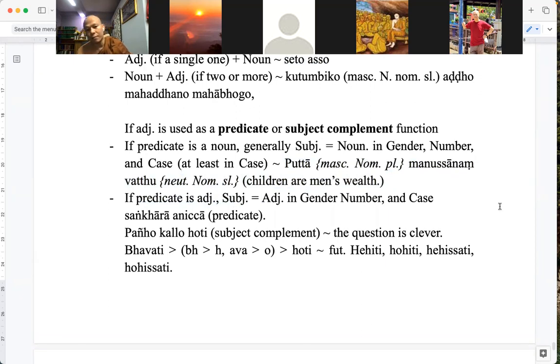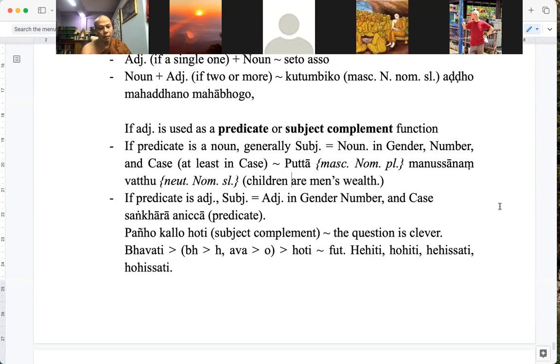What is "well"? Children are well. What is "children"? Children are well. They are related to each other in sense, that means they have the same reference. So that is why they must have the same gender, number, and case. But here now, at least in case, it must be the same.